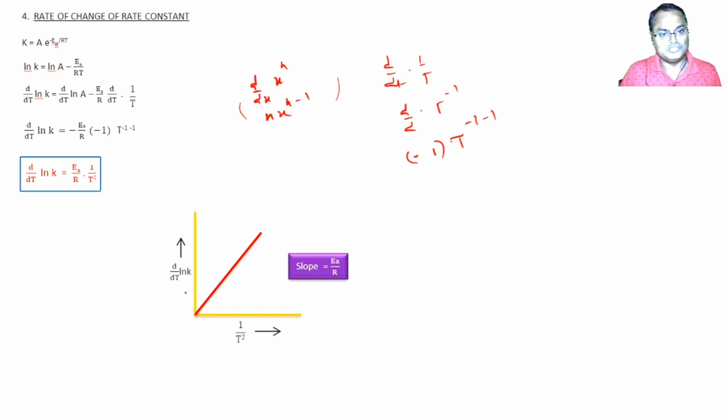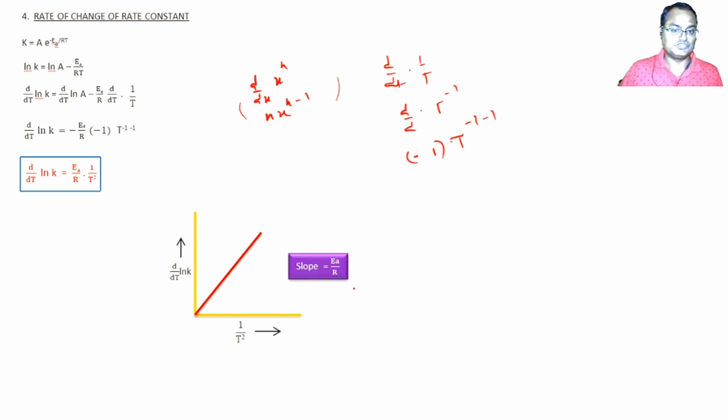So when we plot a graph between d upon dt log K, actually this is the rate of change of rate constant, and 1 upon T square, see here this is the relation. We see that in place of m there is E upon R, so the slope becomes E upon R. So from this equation also we can calculate the activation energy when the slope of the graph between the rate of change of rate constant and 1 upon T square is given, so we can easily calculate the value of activation energy.